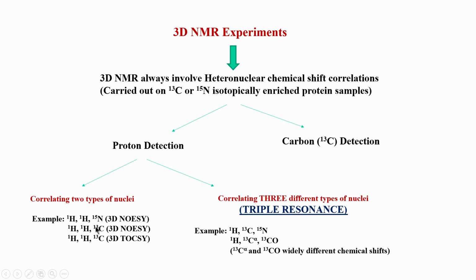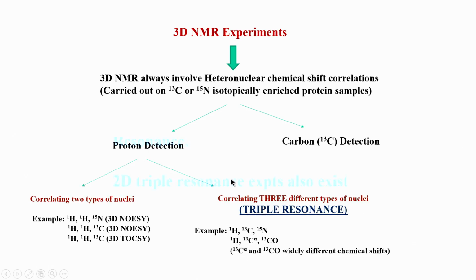Now, you can see that every time we have only two types of nuclei, either proton and nitrogen or proton and carbon. In a triple resonance experiment, we have three different nuclei: proton, carbon and nitrogen. We can also consider C alpha and CO as two separate nuclei because they are really well separated in chemical shift. So, we can apply a completely different set of pulses to them, and they can literally be separated from each other and therefore become two different nuclei. That is a triple resonance experiment. Some books also consider these as triple resonance.